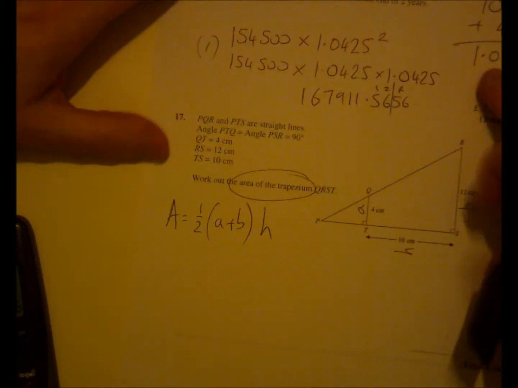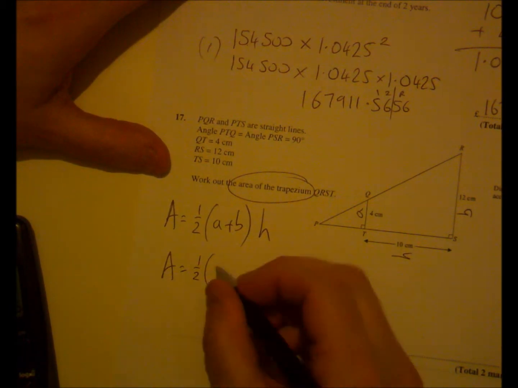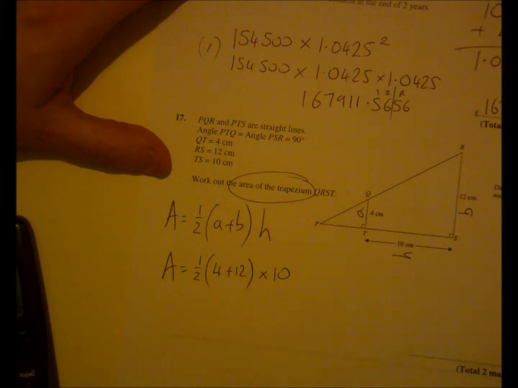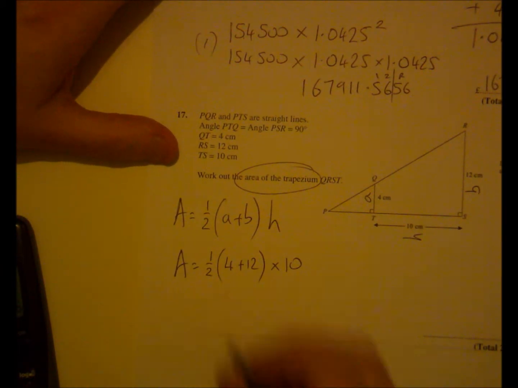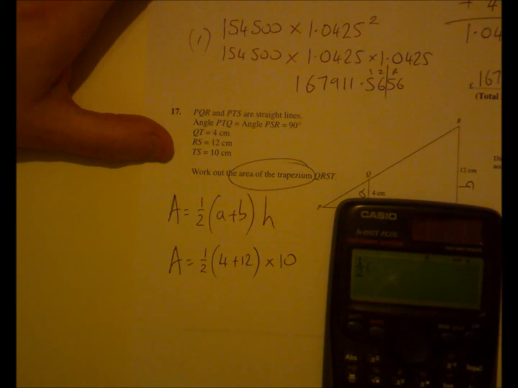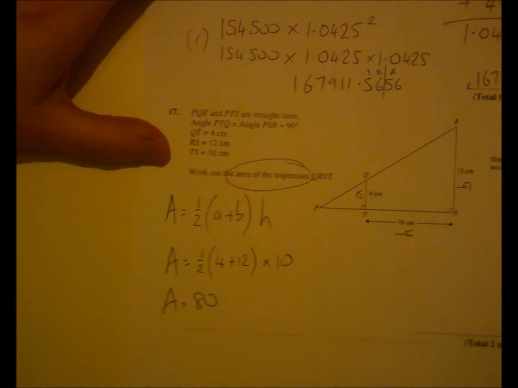If I now put that into the formula, I get a half, 4 plus 12, multiplied by the perpendicular height, which is 10. Your calculator will help you with that calculation. So a half of 4 plus 12, but then don't forget to multiply that by the perpendicular height, and that generates 80. So the area is 80.